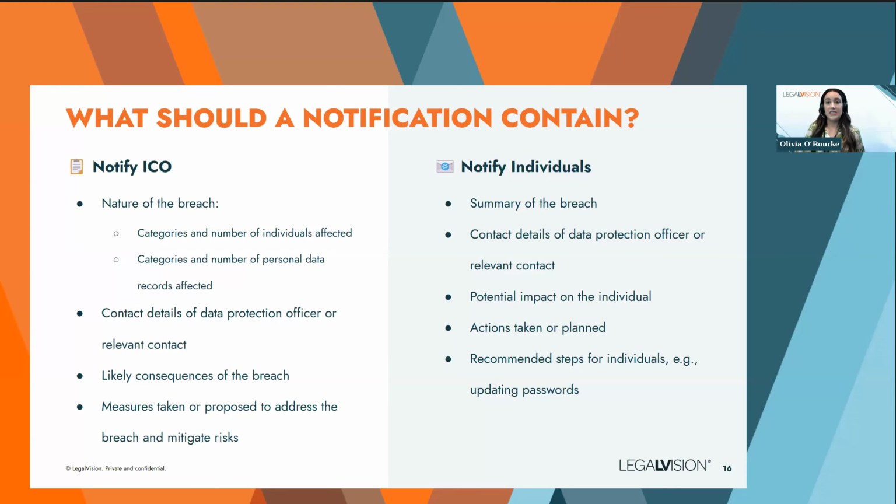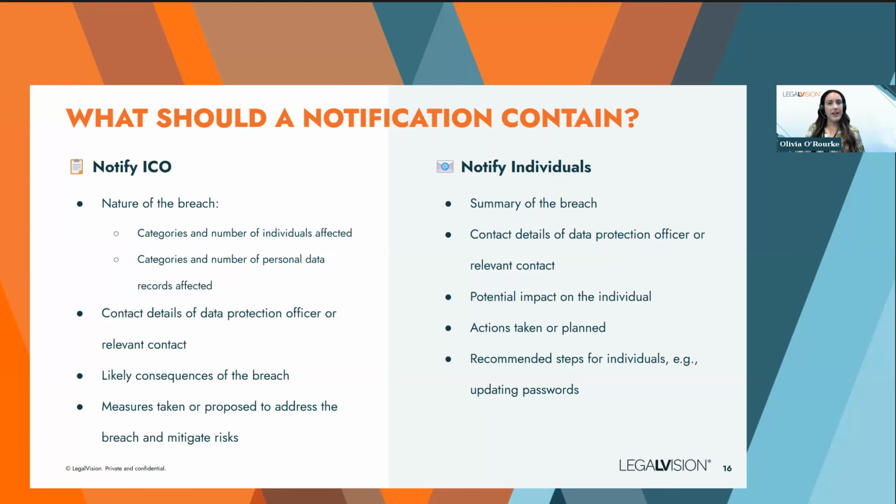The name and contact details of your data protection officer, if you have one, or otherwise another contact point where more information can be obtained. A description of the likely consequences of the personal data breach, and a description of the measures that you have taken or proposed to take to deal with the personal data breach. And obviously, where appropriate, the measures you have already taken to mitigate any possible adverse effects prior to notifying the ICO.